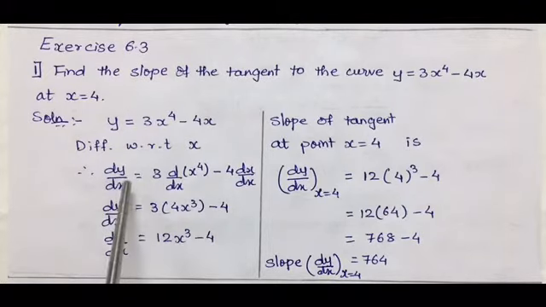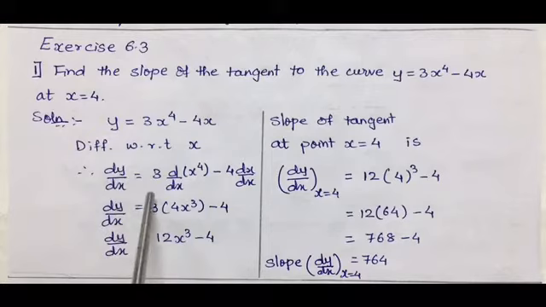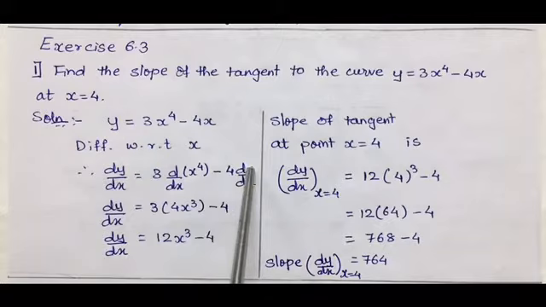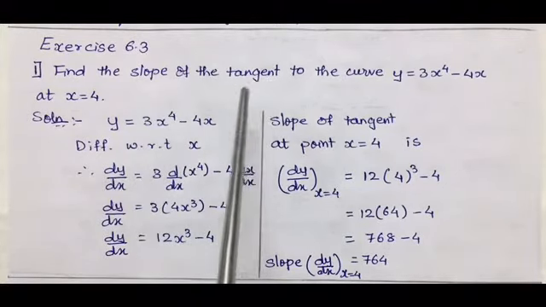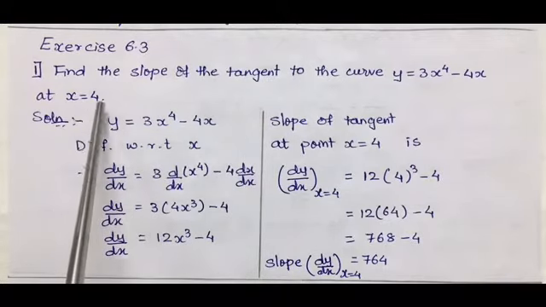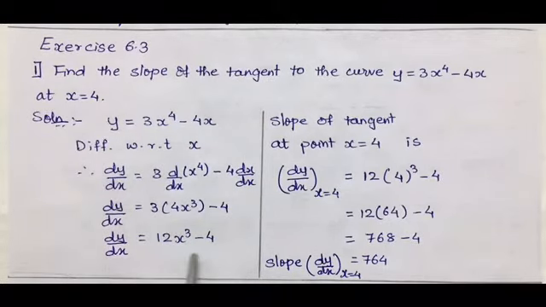So differentiating it, we get dy by dx is equal to 3 d by dx of x raised to 4 minus 4 dx by dx. dy by dx is equal to 3 into 4x cube minus 4. So 3 into 4 is 12x cube minus 4. So that becomes the value of dy by dx. Now the question says we need to calculate the value of slope at the point x equal to 4. So slope we calculated as 12x cube minus 4.